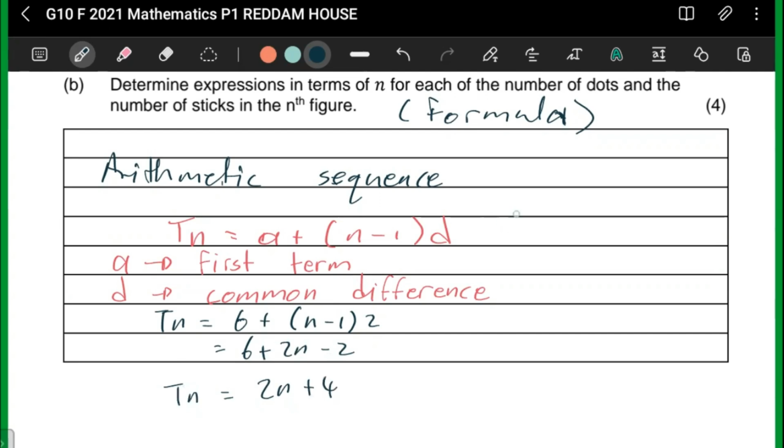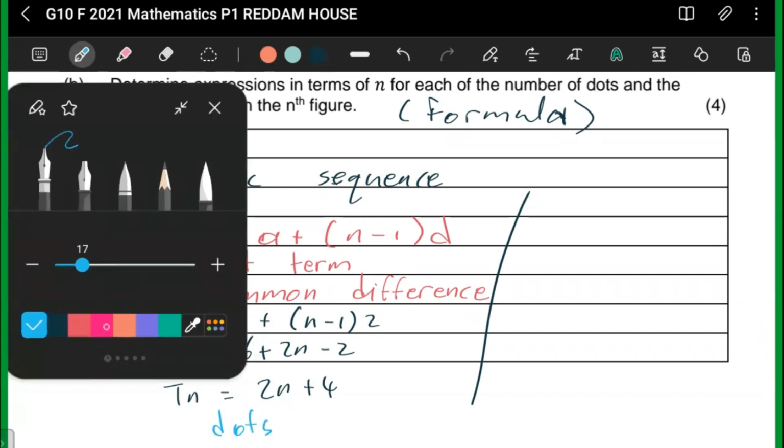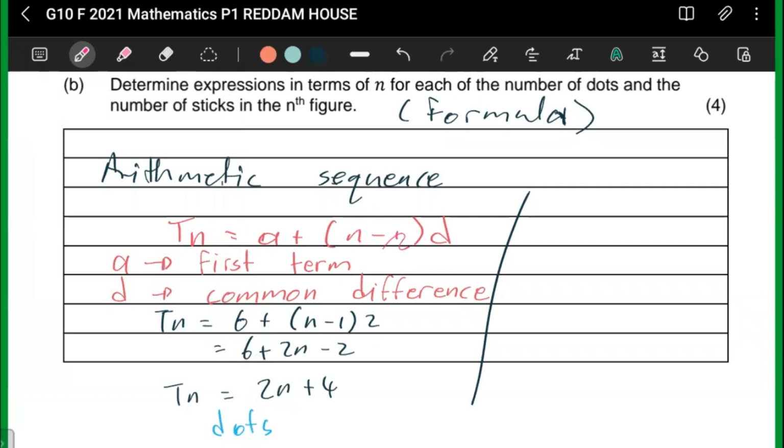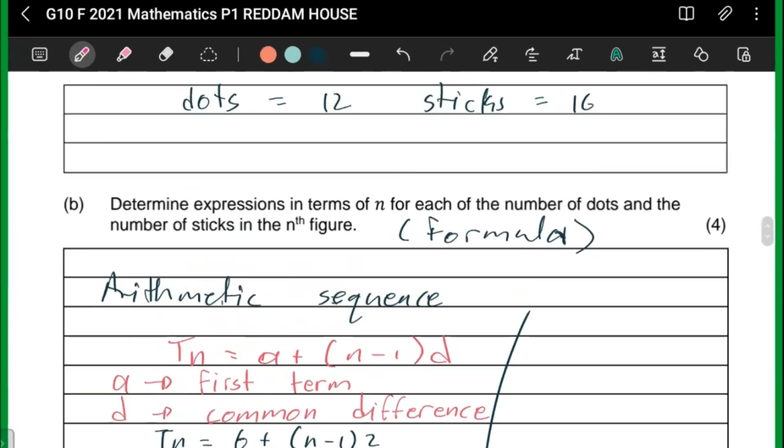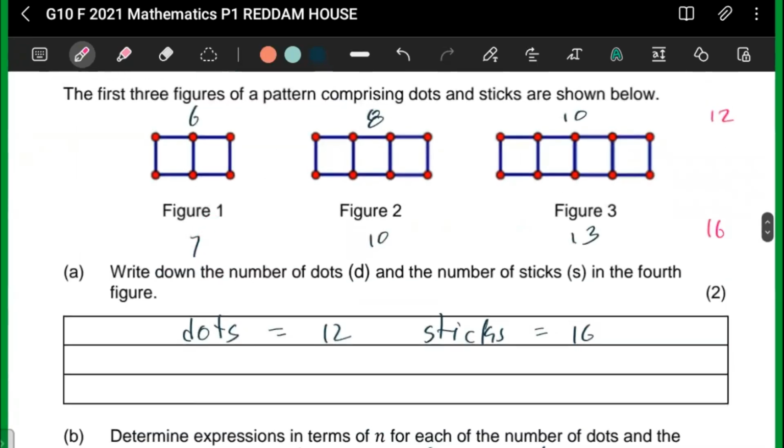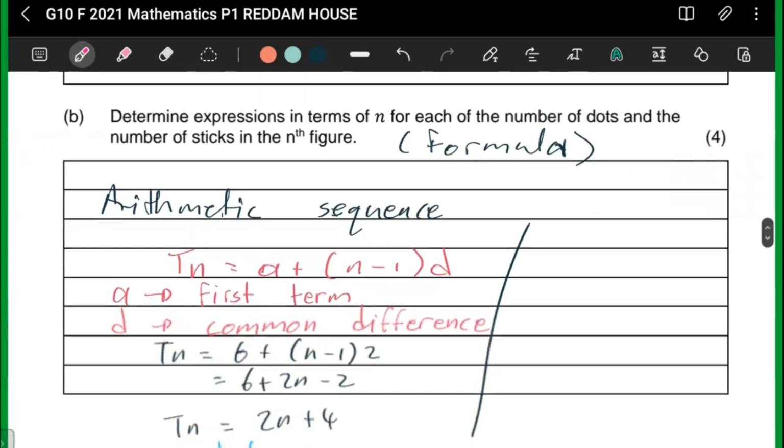There you go. And then let's do the other one now. That's for the dots. For the sticks, same idea, same template. But then your first term for the sticks is 7. Your difference is 3. So here, first term 7, difference is 3.